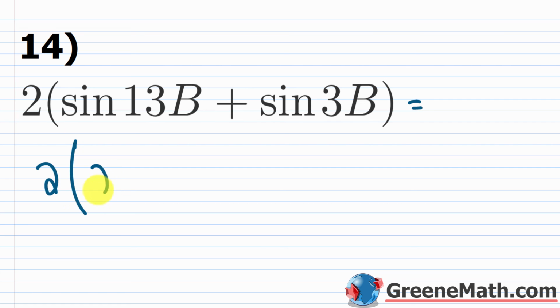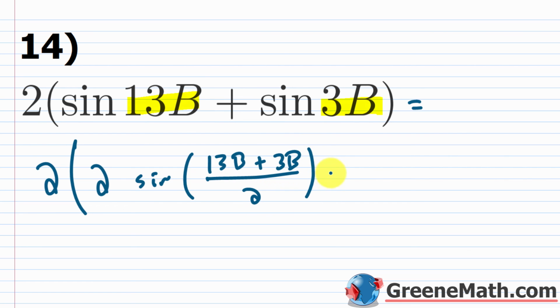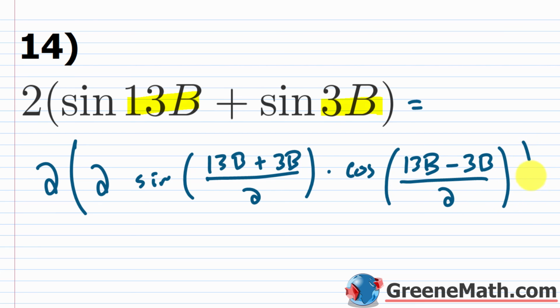And then the formula is 2 times your sine of A plus B. So this is your A and this is your B. So this is A and this is B. So I'm going to go 13B plus 3B, and this is divided by 2. And then you have times your cosine of, now you're going to do A minus B and divided by 2. So 13B minus 3B, and this is divided by 2. Let me close this down and close this down.